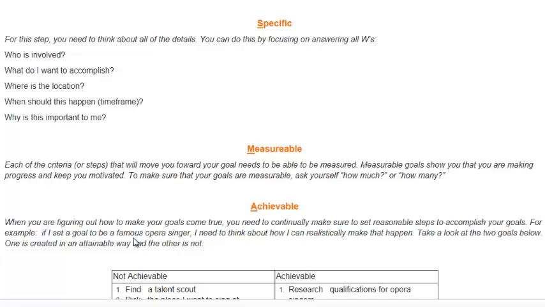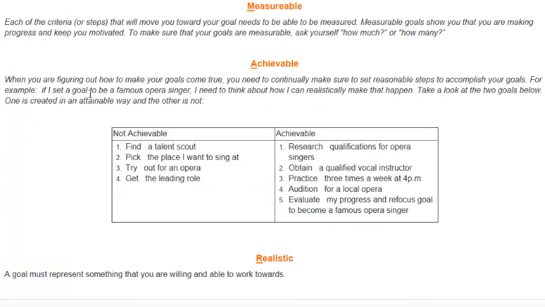Next, we're going to talk about achievable. When you're figuring out how to make your goals come true, you need to continually make sure to set reasonable steps to accomplish your goals. For example, if I set a goal to be a famous opera singer, I need to think about how I can realistically make that happen. Take a look at the 2 goals below. One is created in an attainable way and the other is not.